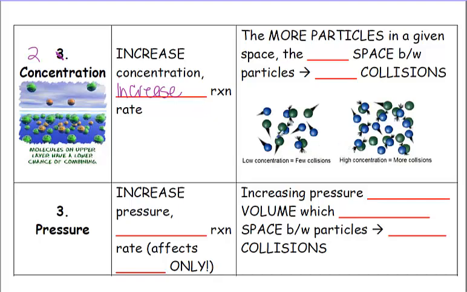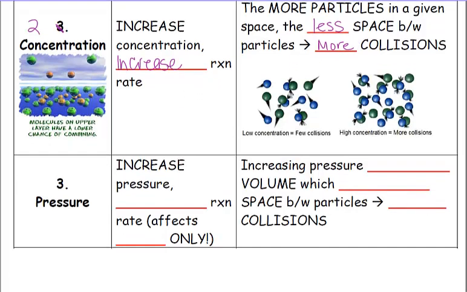So let's look at the diagram here. Low concentration, meaning less solute in the solvent, fewer collisions. The higher the concentration, the more solute you have, so then the more collisions you're going to have. Therefore, you're going to have an increase in reaction rate. The more particles in a given space, the less space between the particles, and you have more collisions. It's all about the collisions, guys.